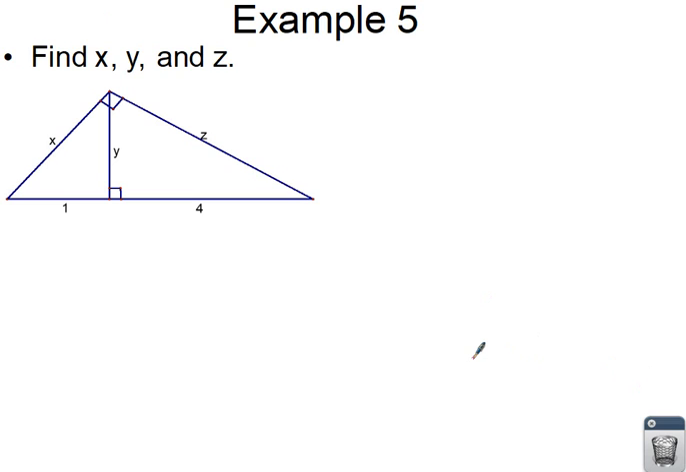Okay? Same deal here. I want you to pause it, and when you think you've got the answer, you can come back and see what you've got. Okay? So for the answers, x is square root of 5, and then y is 2, and z is 2 root 5. I take that back. No, that's right. Okay.